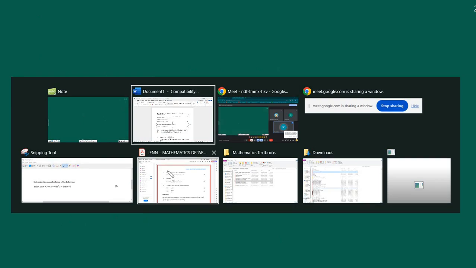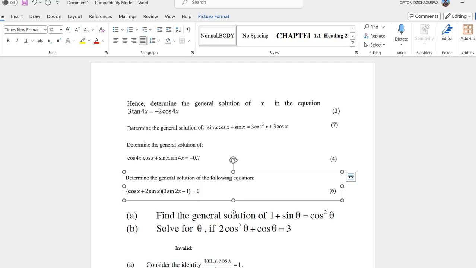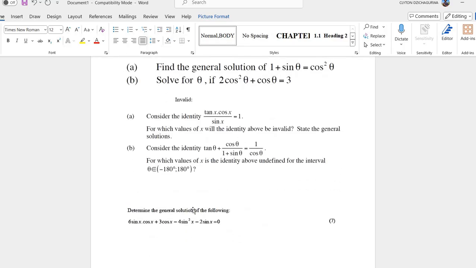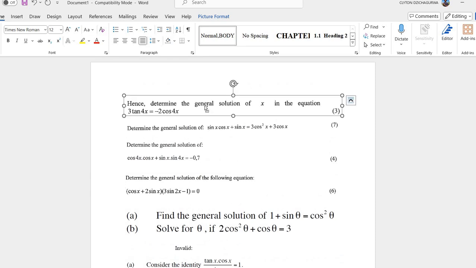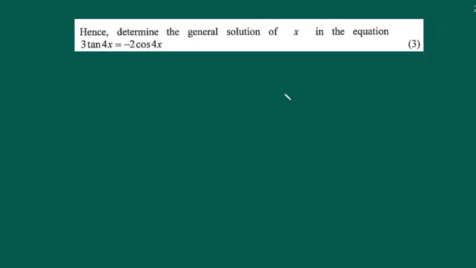Okay, let me see if we can have just one last one. I think the one we started with, this one that I gave you, was pretty nice. How would we get the general solution there?